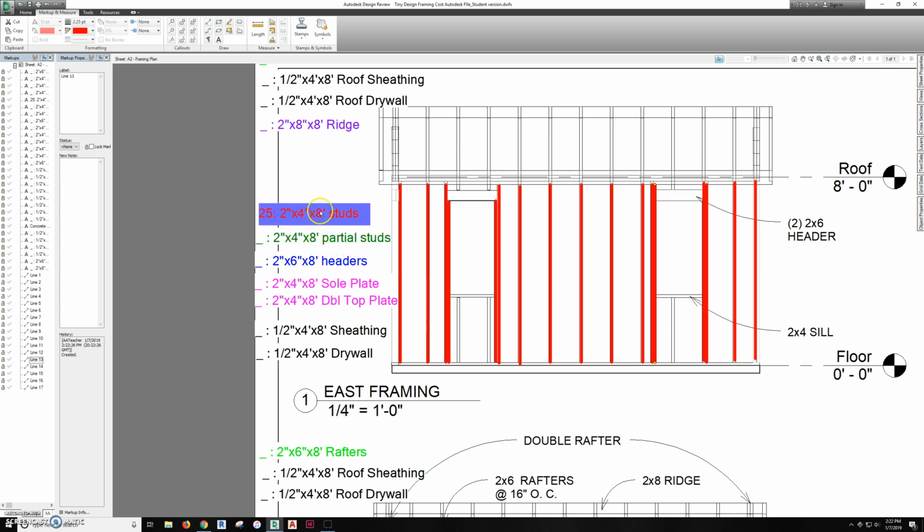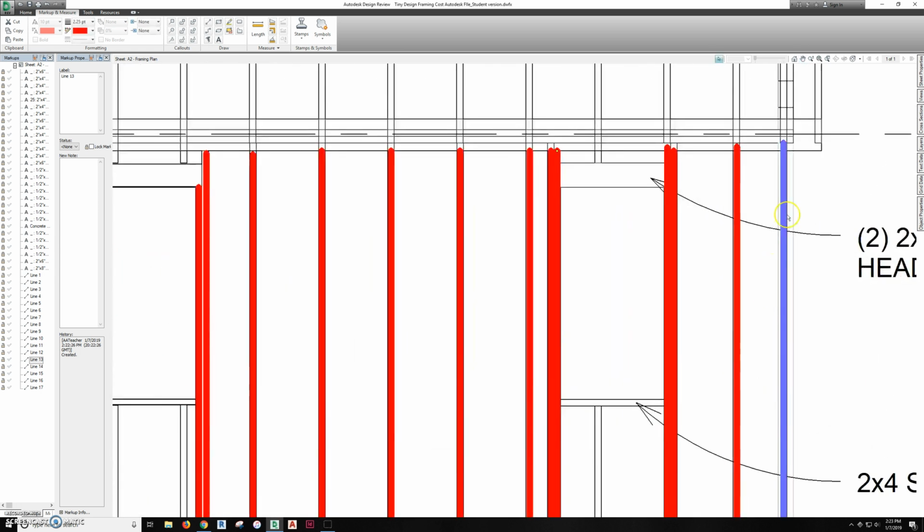Studs are 2x4s by 8 feet. My wall is 8 feet tall, so to make this stud, I need one 2x4. Now I just need to count up how many I need in total.